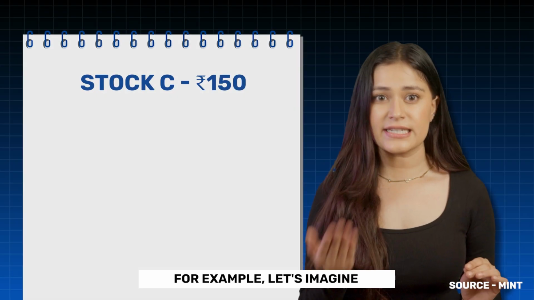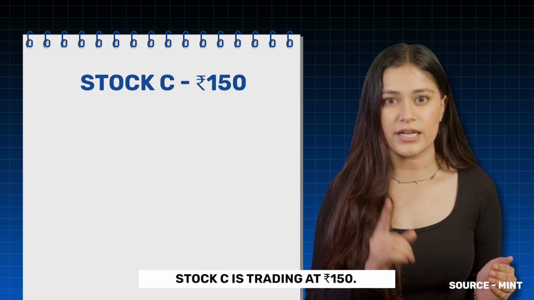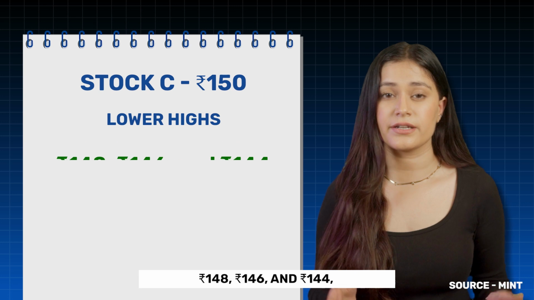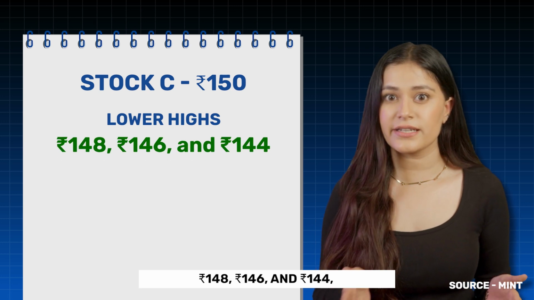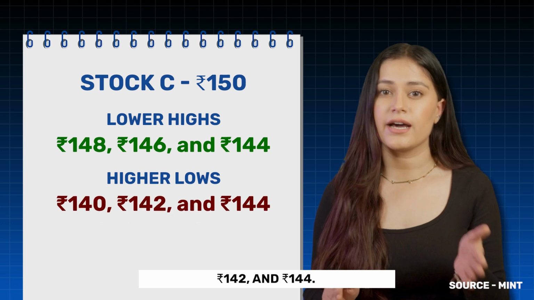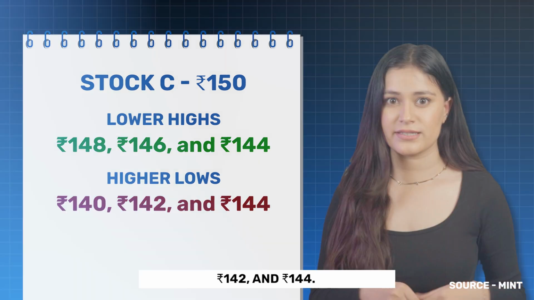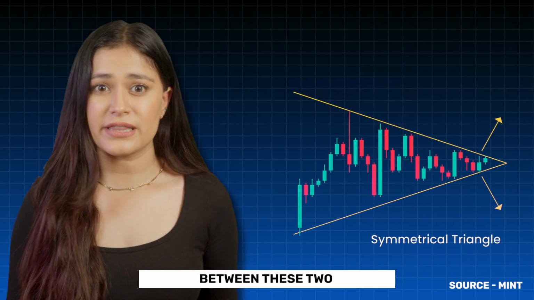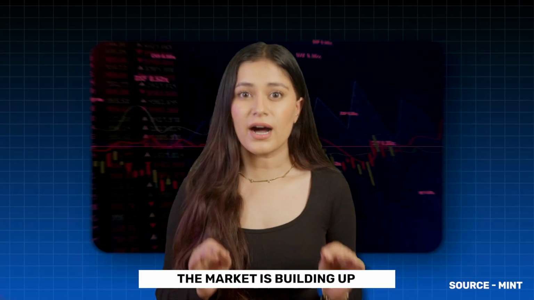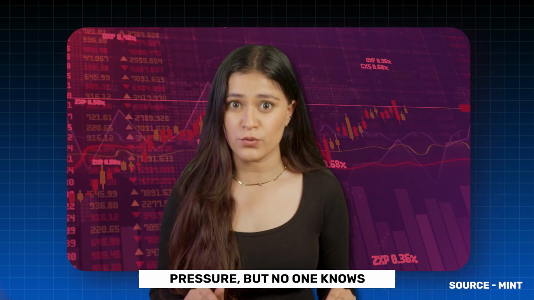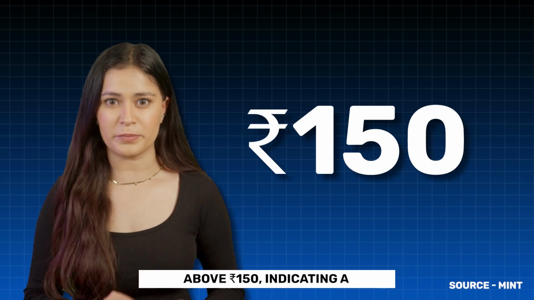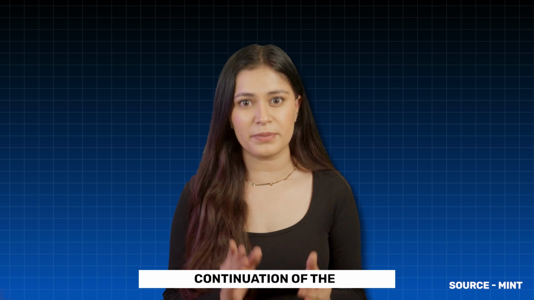For example, let's imagine stock C is trading at 150 rupees. Over the next few weeks, the price makes lower highs at 148, 146 and 144 rupees, while the lows are forming higher lows at 140, 142 and 144 rupees. The price is getting squeezed between these two converging trend lines. ये एक symmetrical triangle बनाता है. The market is building up pressure, but no one knows which way it will break out. Finally, the stock breaks out above 150 rupees, indicating a continuation of the previous trend.